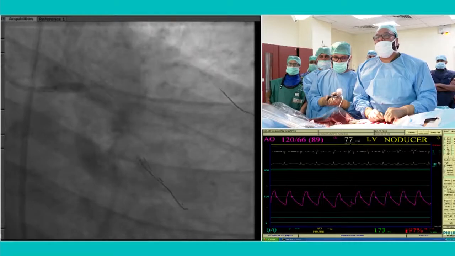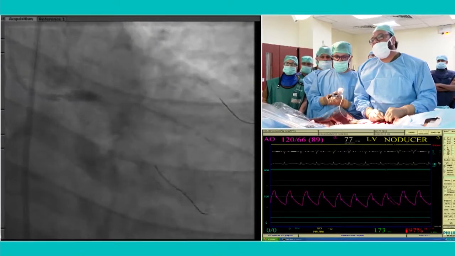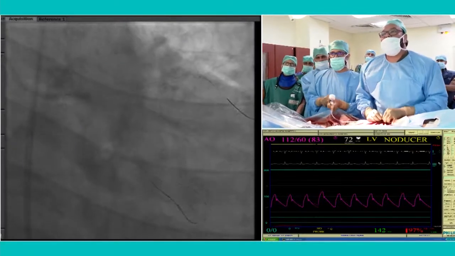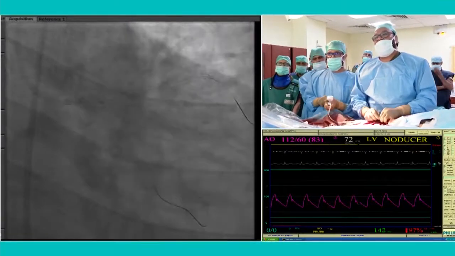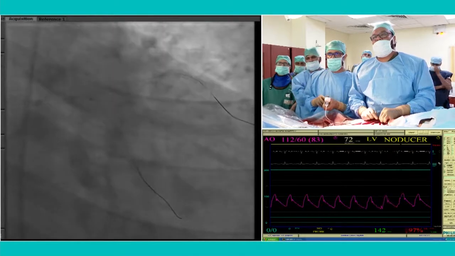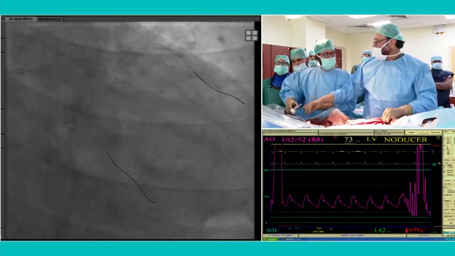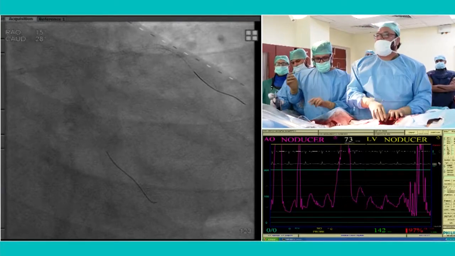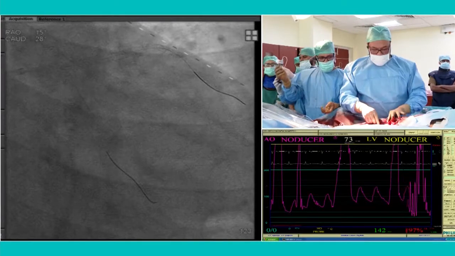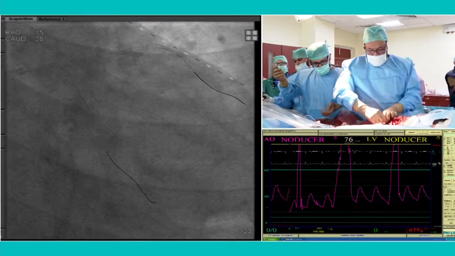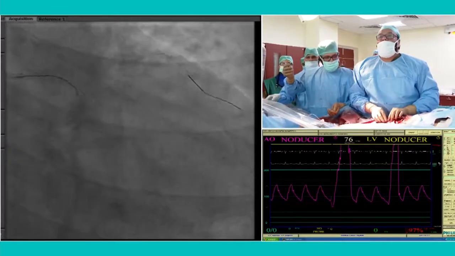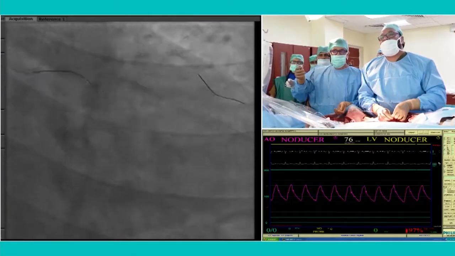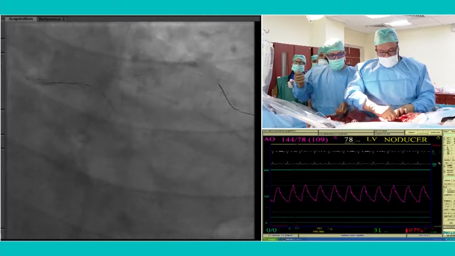I'm at 14, 14, 15, 16. 16. Down. What size of the balloon Sandhu did you use? 4.5. We used 5 by 10 millimeters. 5 by 10 millimeters. Very good, very good. Push the wire.